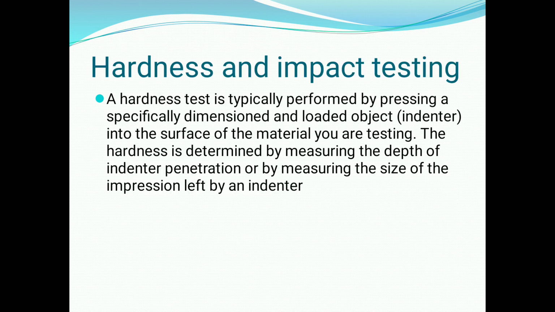The next one is hardness and impact testing. A hardness test is typically performed by pressing a specifically dimensioned and loaded object into the surface of a material you are testing. The hardness is determined by measuring the depth of penetration or by measuring the size of the impression left by an indenter.